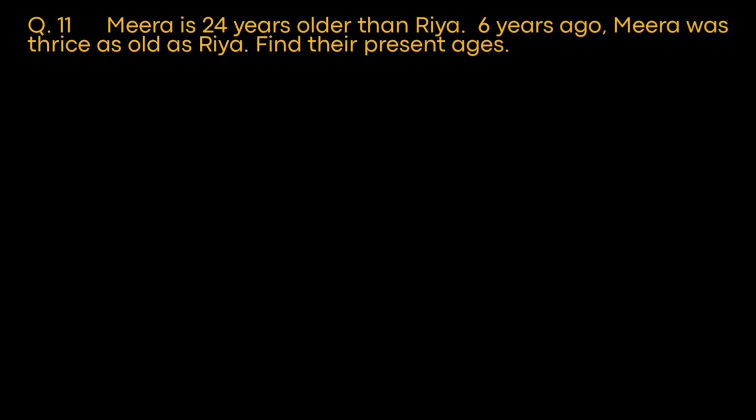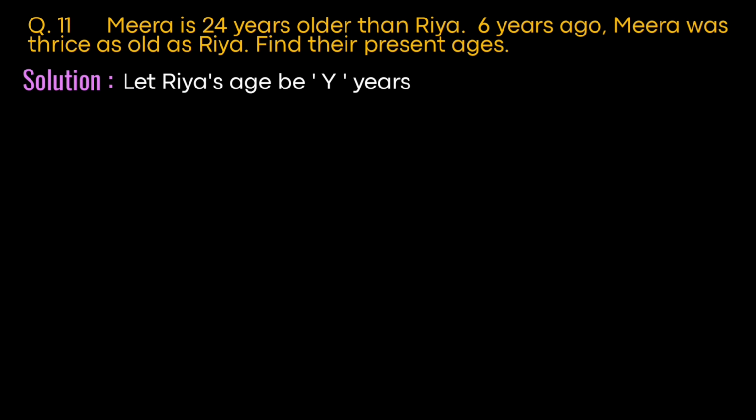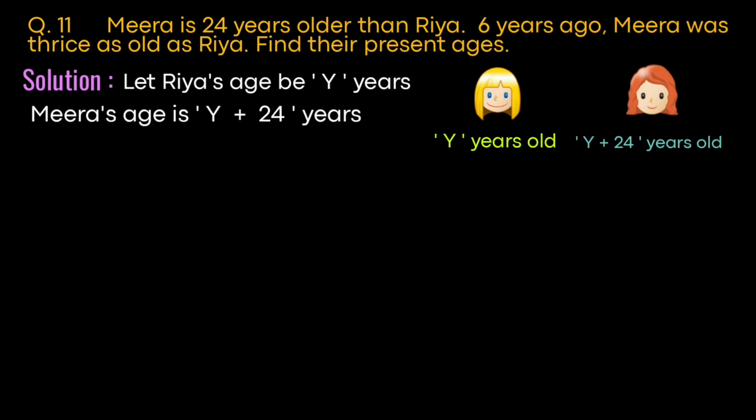Question 11. Meera is 24 years older than Riya. 6 years ago, Meera was thrice as old as Riya. Find their present ages. Solution. Let Riya's age be y years. Therefore, Meera's age would be y plus 24 years.